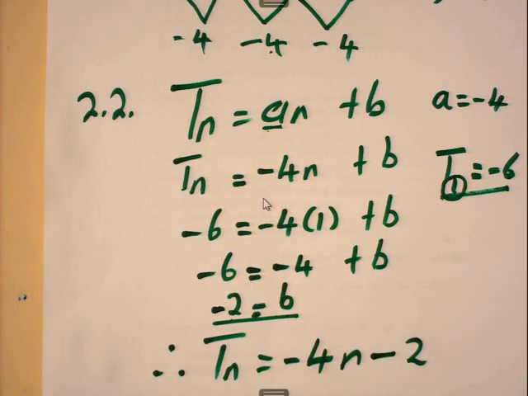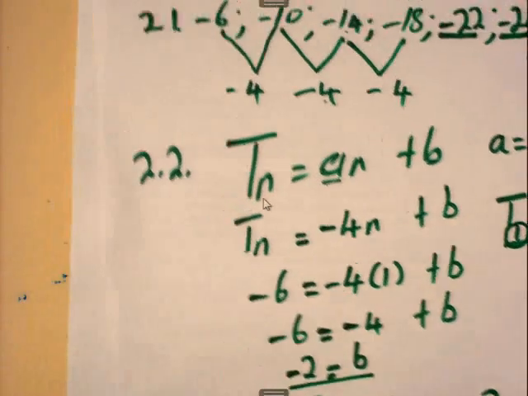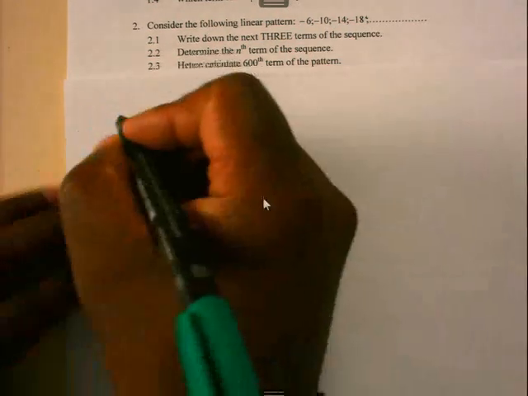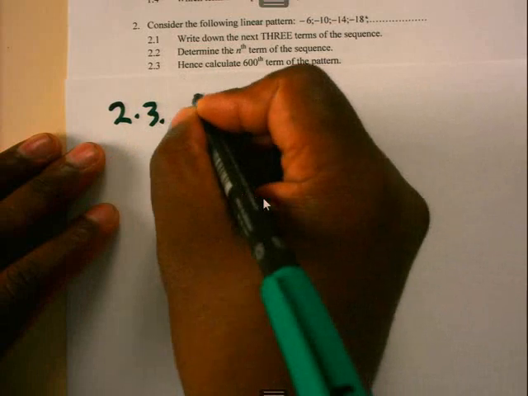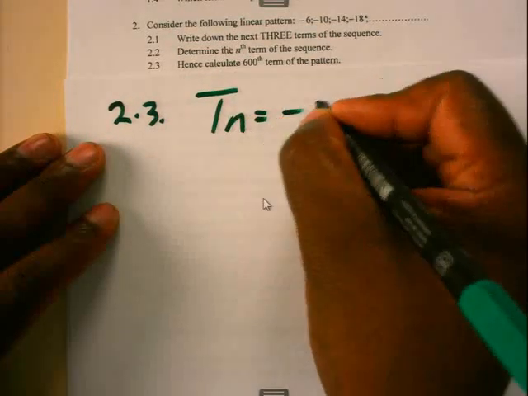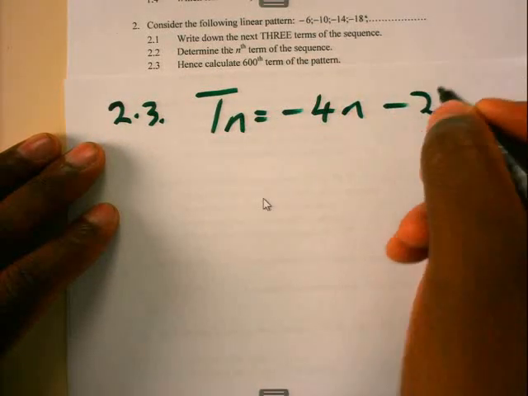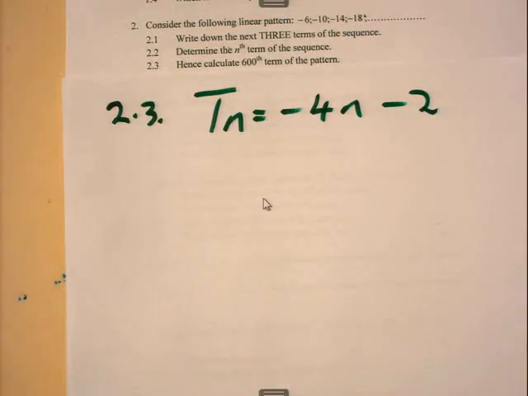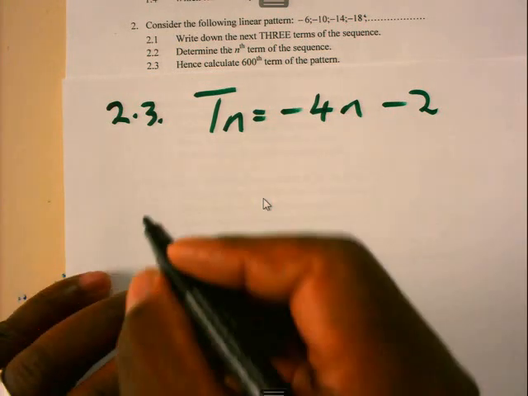I hope you also managed to get it right. Look at 2.3. 2.3 states, calculate the 600th term of the sequence, term number 600. Remember, our nth term is -4n - 2. So all we have to do is to substitute n by 600.